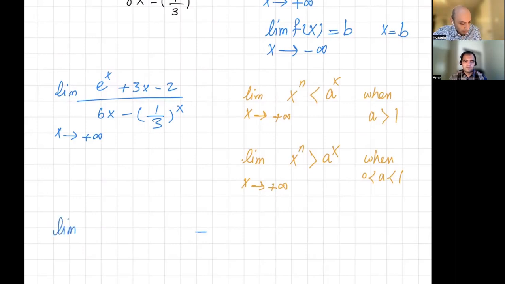So limit of, actually the numerator, I'm only going to write the dominating term, which is e to the x. Yeah, dominating term. And then the denominator, I have two terms. One is 6x, which is the dominating term compared to the other one, 1/3 to the x, because 1/3 is a constant value less than 1. And as you see on the right side, here, the rate of growth of x to n or 6x is greater than the 1/3 to the x. So we keep the dominating term in the denominator, which is 6x.